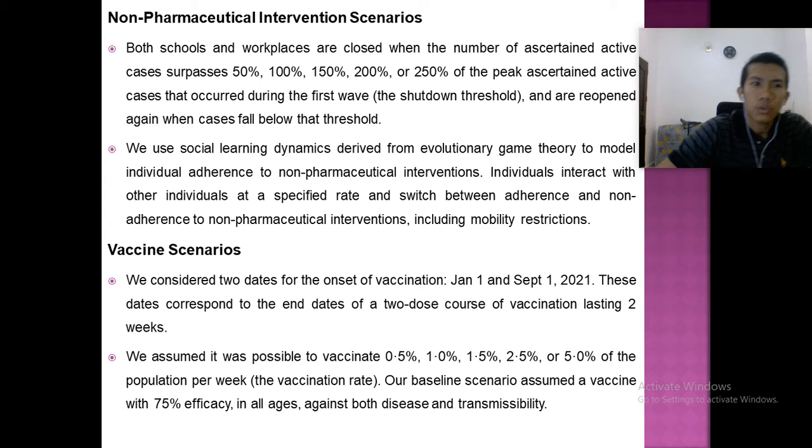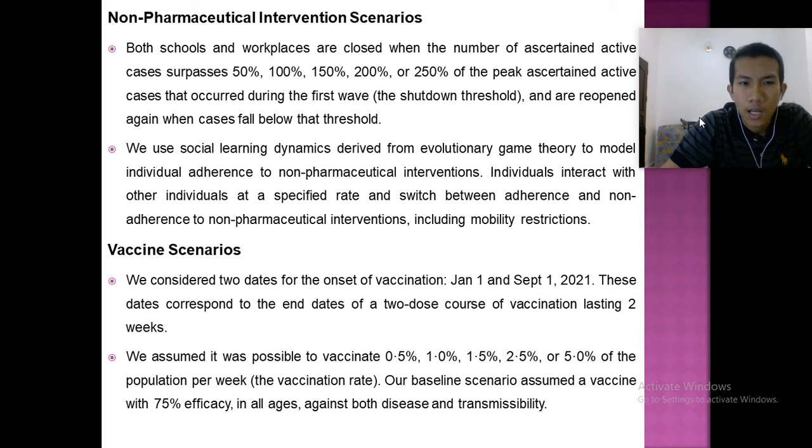Next, the third method is non-pharmaceutical intervention scenarios. Both schools and workplaces are closed when the number of ascertained active cases surpasses 15%, 100%, 150%, 200%, or 250% of the peak ascertained active cases that occurred during the first wave, which is the shutdown threshold, and are reopened again when cases fall below the threshold.